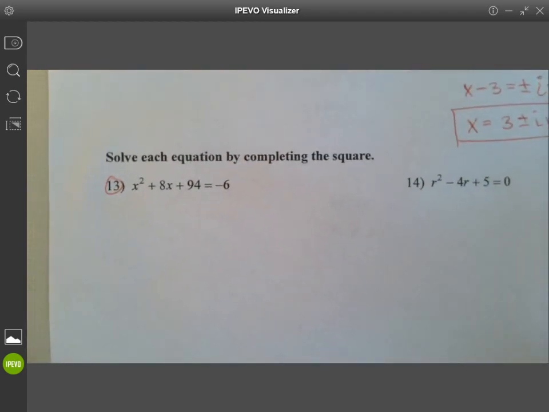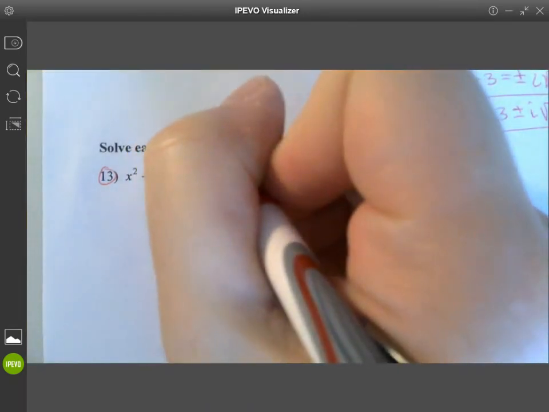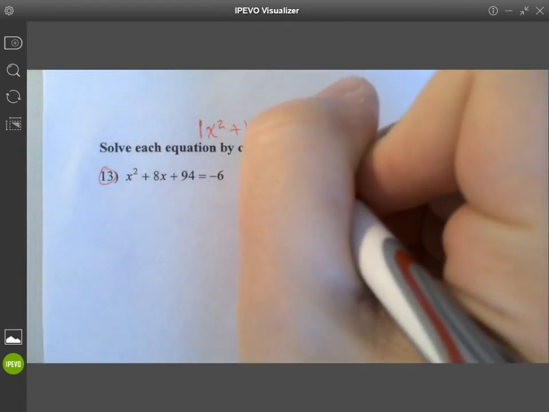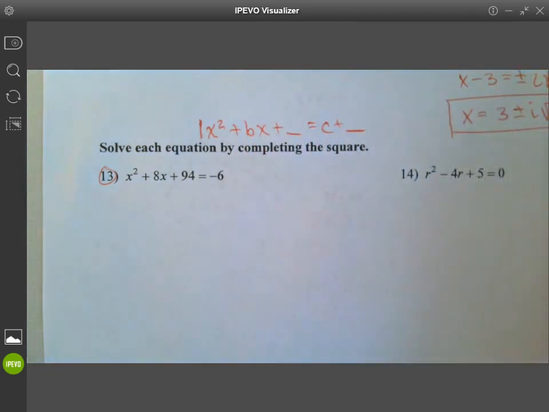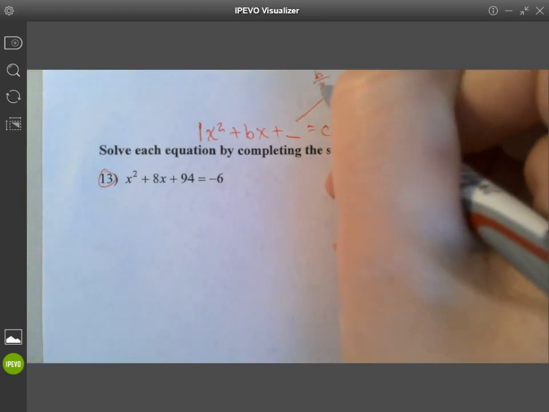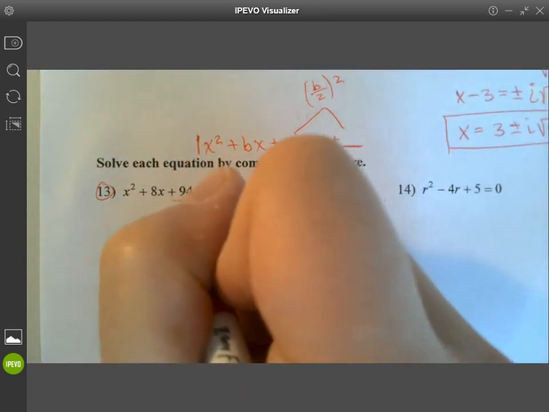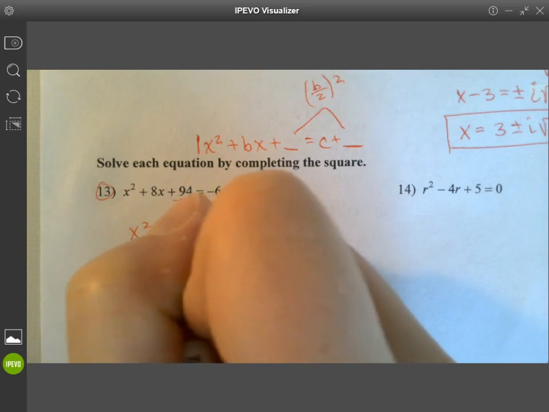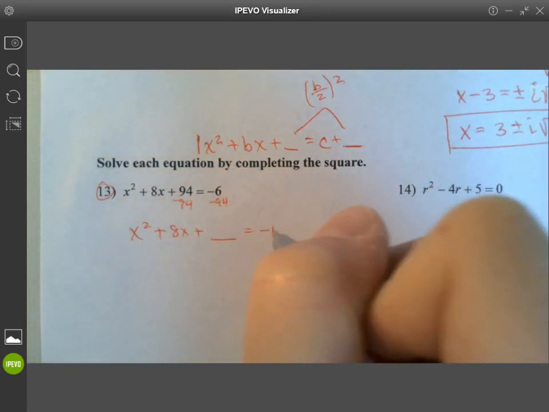13. I am completing the square. So when I complete the square, I need a to be 1. I need a b to complete the square, and this is where we prep it. The rule is to take b divided by 2 and square it and add it to both sides. So first I'm going to subtract 94, and I get x squared plus 8x, I'm going to leave a little space, equals what? Negative 100?